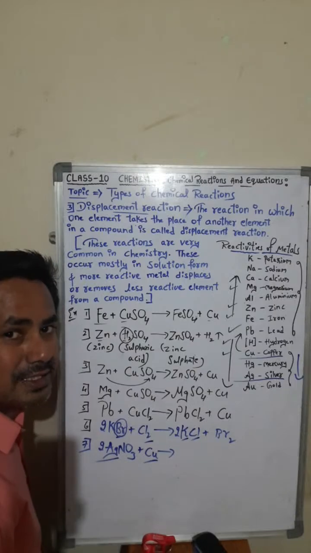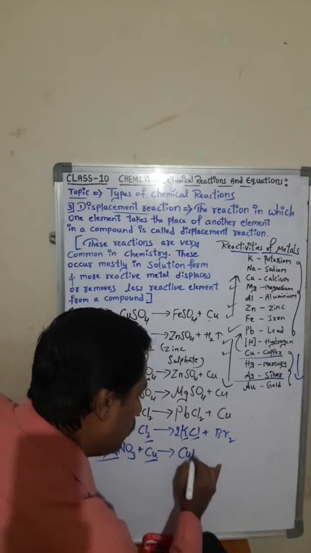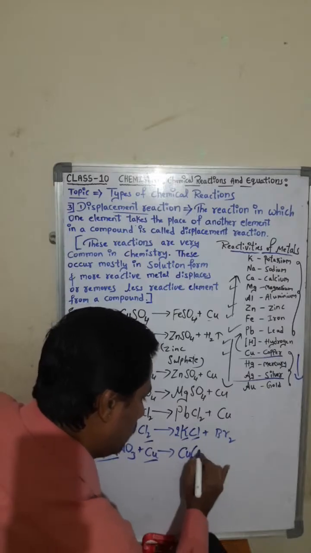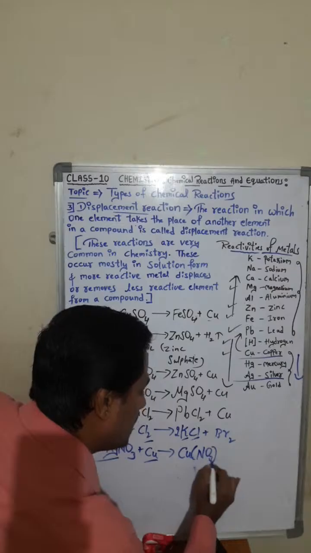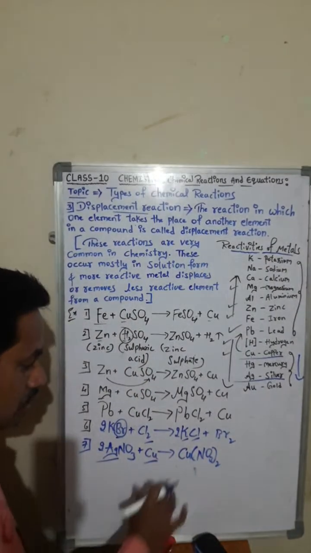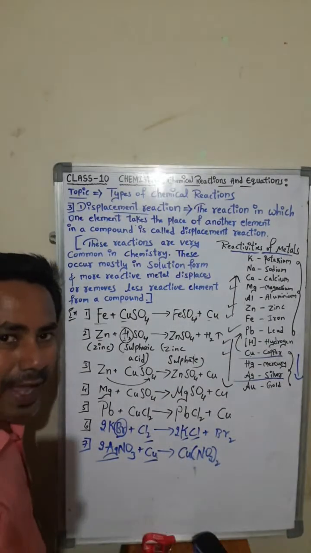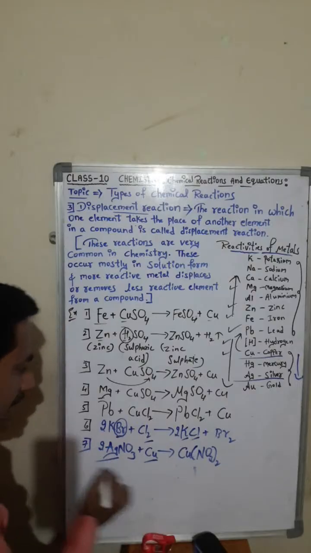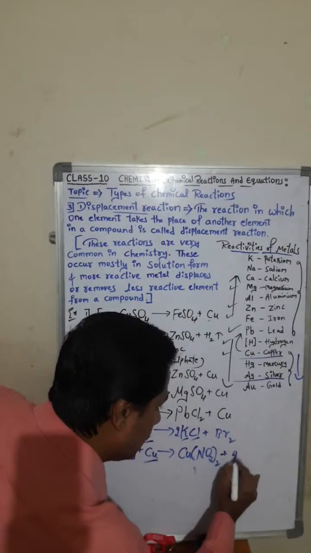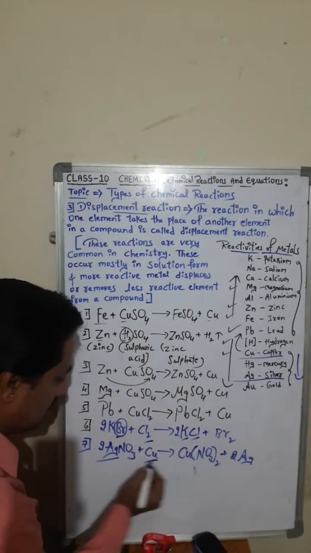Copper nitrate will form, students. Cu(NO3)2. So this is the formula of copper nitrate. We have to write it correctly. If you only write CuNO3, it will become wrong. Cu(NO3)2 we have to write, and the remaining element is silver. 2 is there. So 2Ag. Ag means silver. Silver is displaced by this copper.